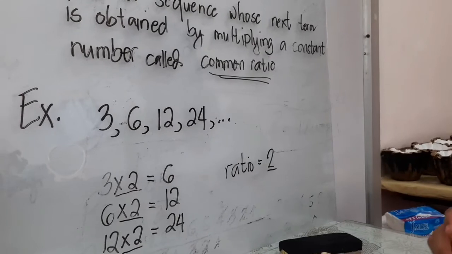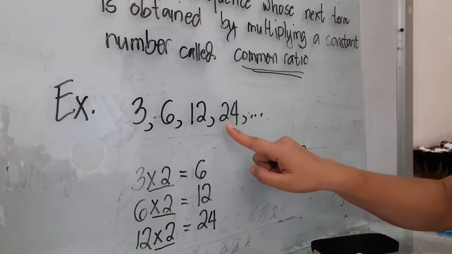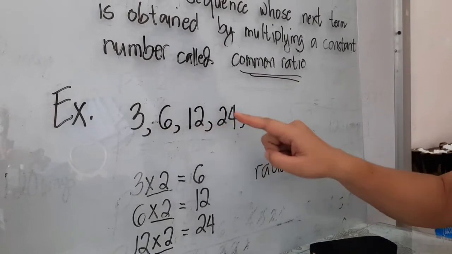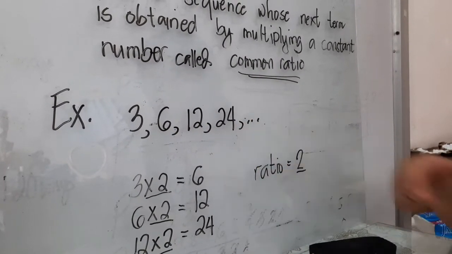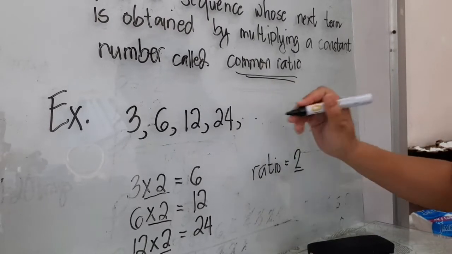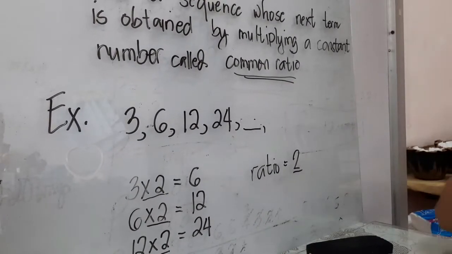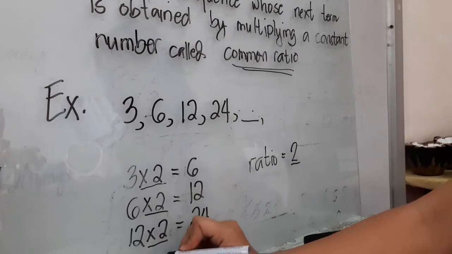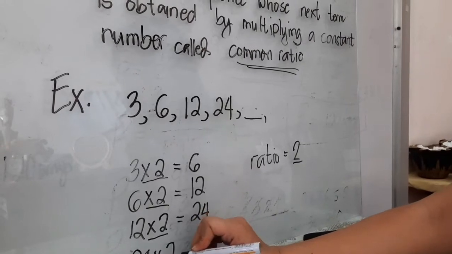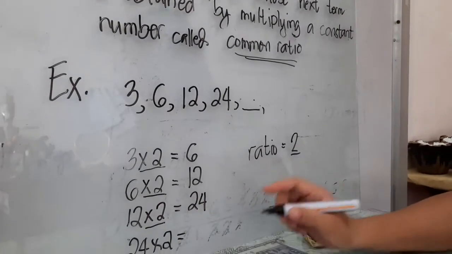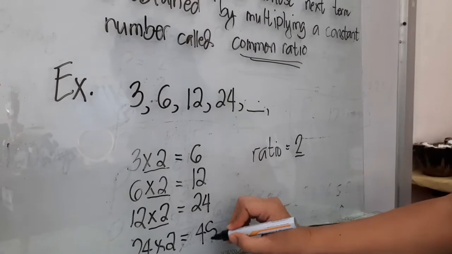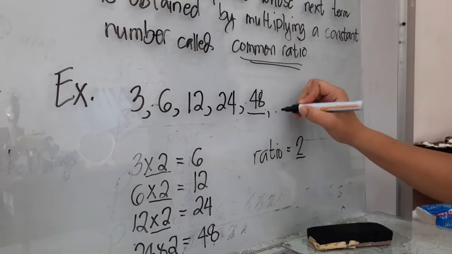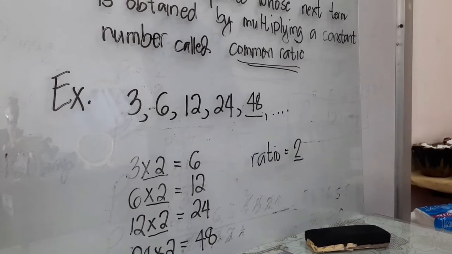Okay. If I will be asking what will be the next term of our sequence 3, 6, 12, 24? What will be our next term if I have here blank? You got it right. We just multiply 24 by, of course, the common ratio which is 2. And we get our answer which is, very good, 48. And so on and so forth.